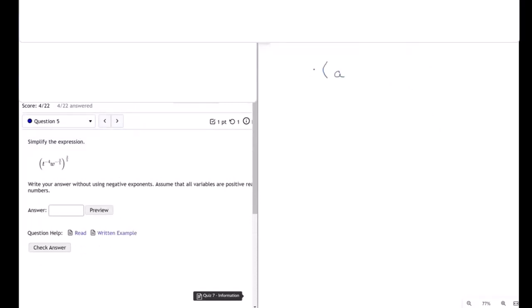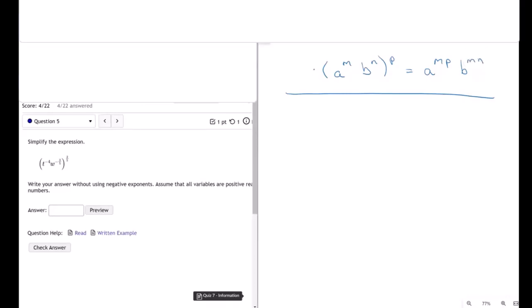This one uses one other exponent rule. If I have a to the m power times b to the n power, all to the p power, we have to distribute this p. This would be a to the mp, b to the np. We just distribute it to each exponent.